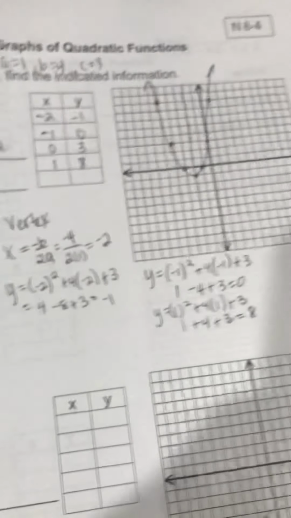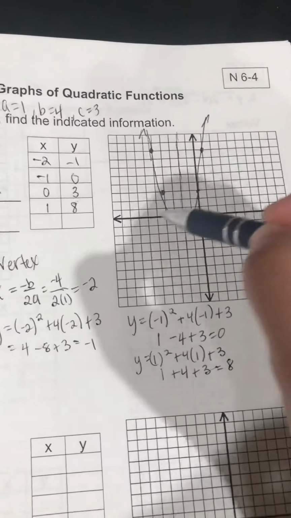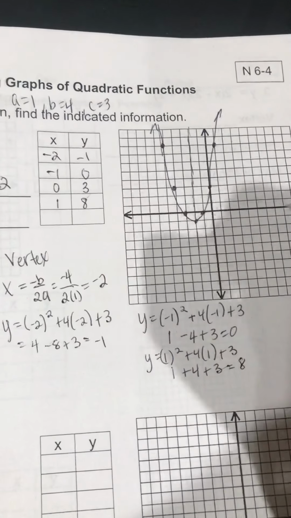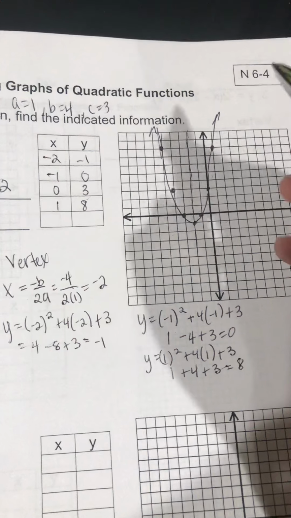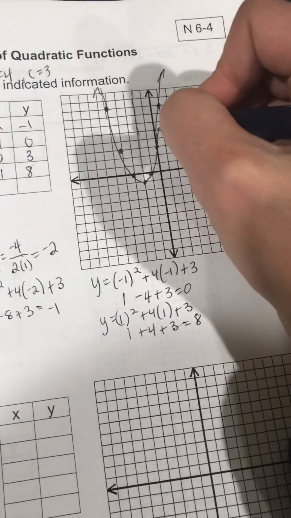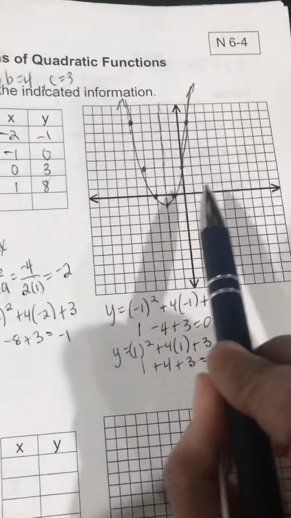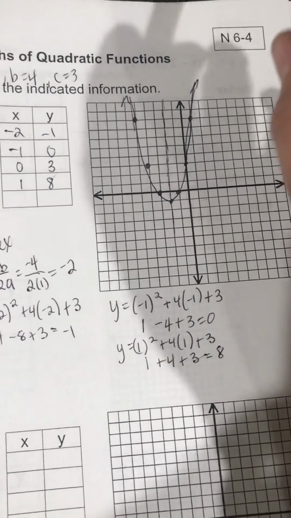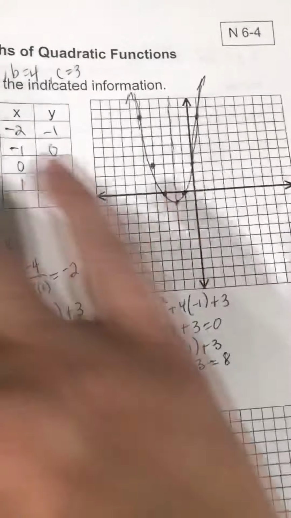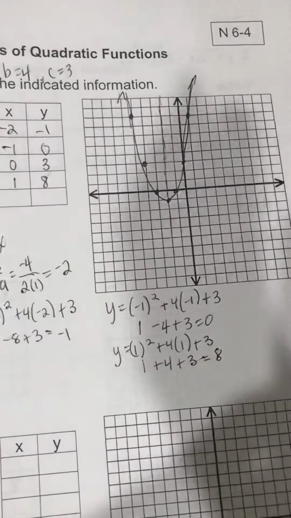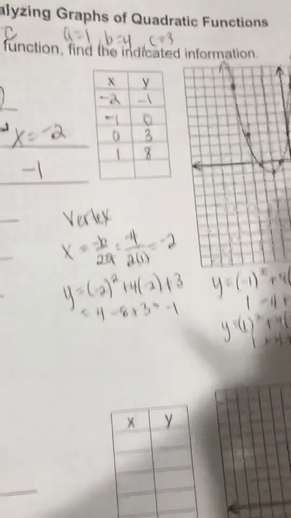Now then, domain. Looking at the whole graph, your domain is your x. What is happening to x as this graph continues to get bigger, to grow, to go up? It's going to continue to go up, up, up, and out to the right. And since there are arrows, it's going to continue to the right and the left. Your domain would be all real numbers.